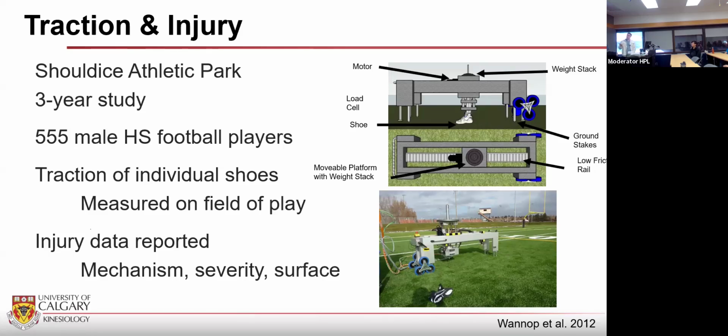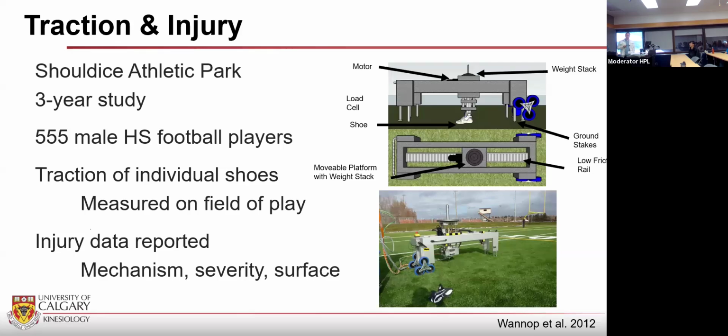And what's unique about Calgary is that all high school football games are played at Shouldice Athletic Park. So that's the athletic field down by the river along 16th, right down Home Road. So all athletes are going to play on the exact same surface. So what we did is we wanted to measure the athletes' actual footwear they are wearing on the actual field of play to get their traction.